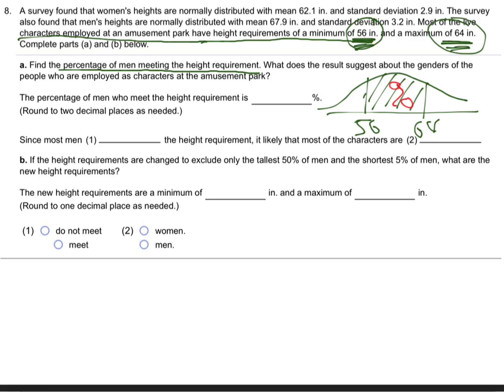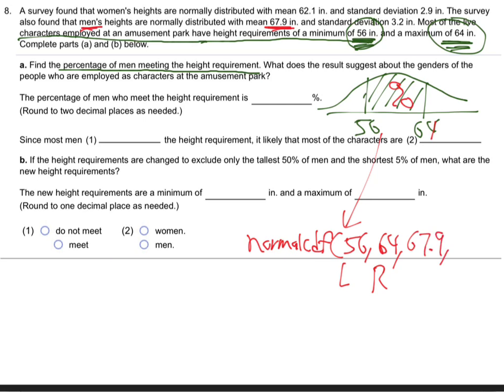So we do, like y'all said, normal CDF. And we put left edge, 56. Right edge, 64. That's the left, the right. And then, like always, standard deviation or mean. Oh, we got to do it for men. Careful. Whoop, I grabbed the wrong one. I got to grab that one because we're talking about men on this one. I had grabbed the women one on accident. 67.9 and 3.2. Hit the buttons.